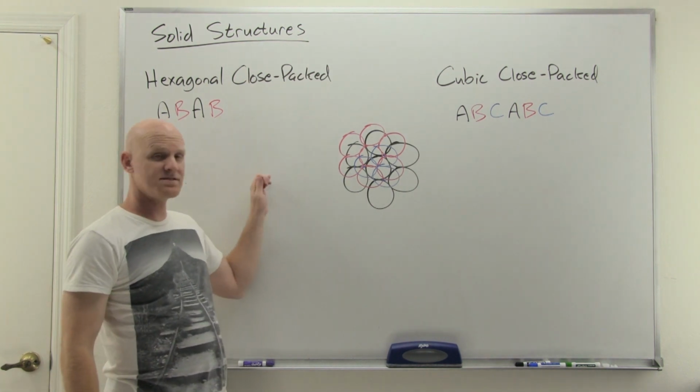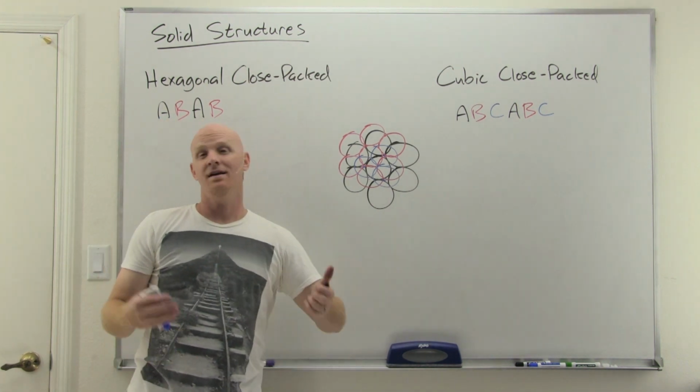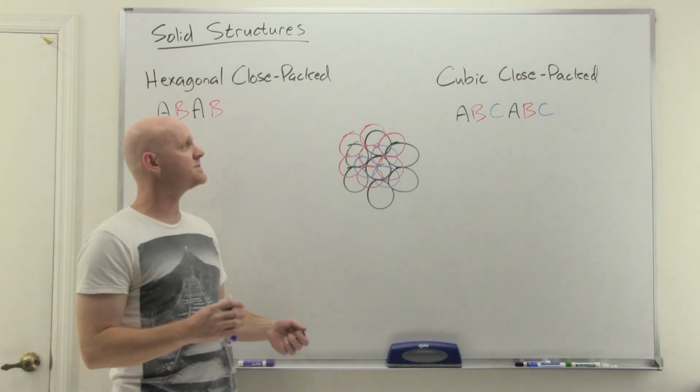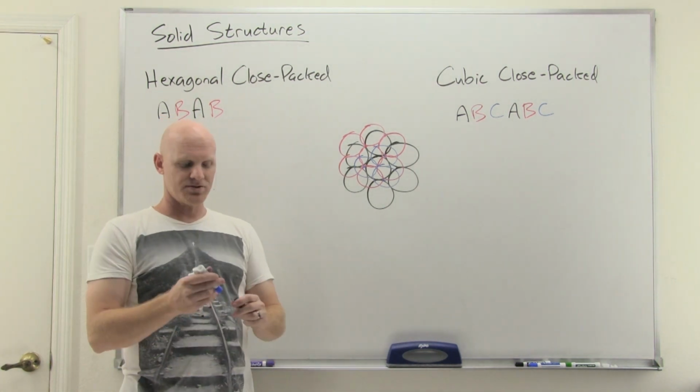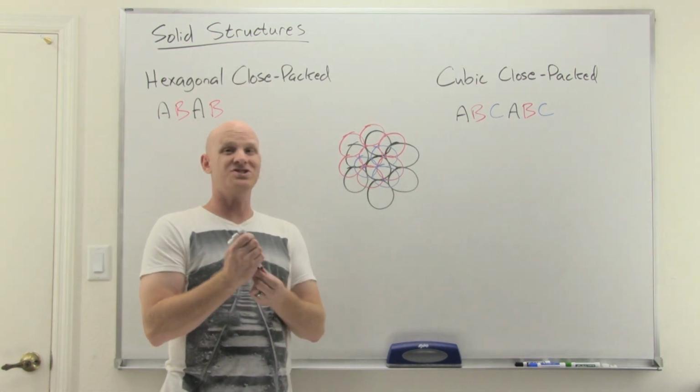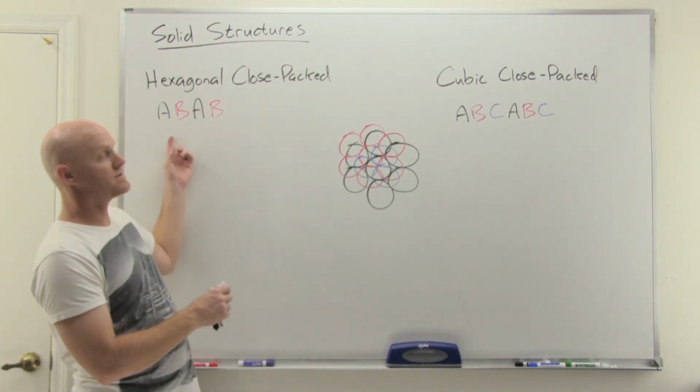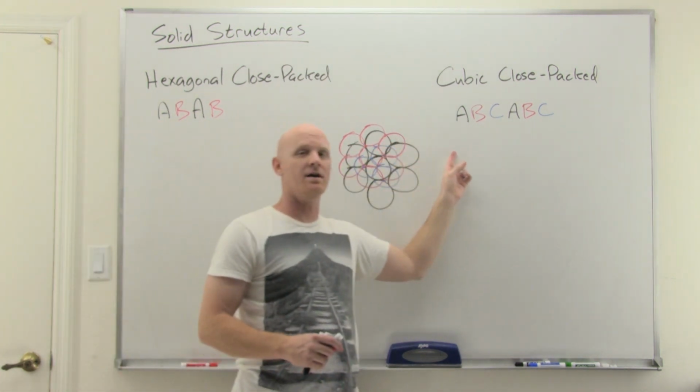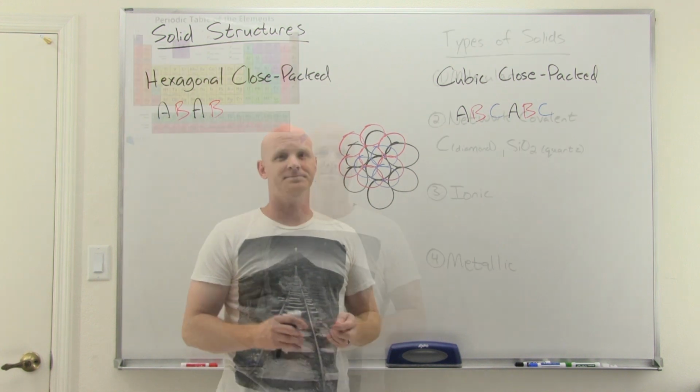Now, it turns out both these have really high packing efficiencies. They both have coordination numbers of 12. But the big thing that usually you might be expected to know is just the pattern. Is it a pattern of 2 repeating layers or a pattern of 3 repeating layers?